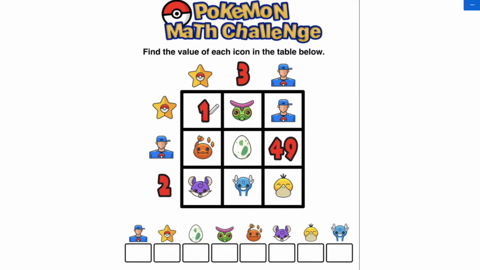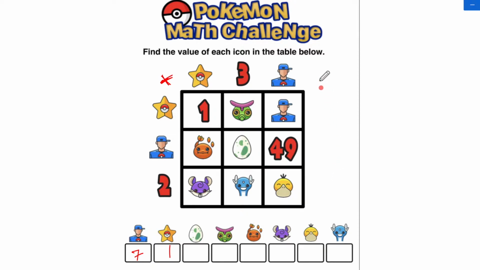We can either start from here or we can start from here. You have to know that these are multiplied, okay? So a star times a star gives you 1. What number do you times by itself to get 1? That can only be 1. Then we look at the only other number we have in this table, which is 49. And you see 49 is actually a number times by itself. Can you figure out what number do you times by itself to get 49? That would be 7, isn't it?